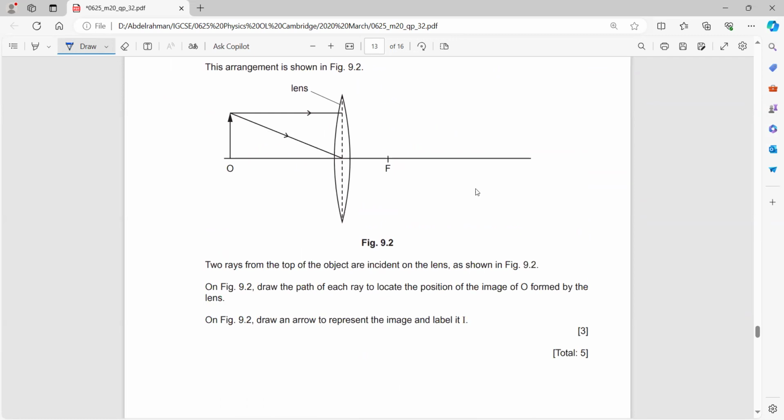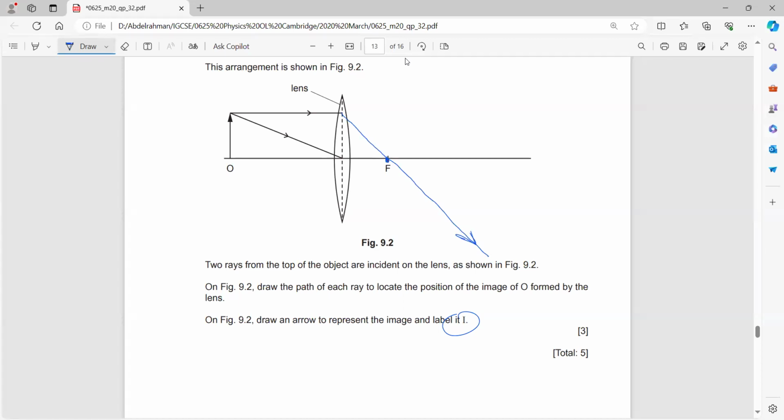Draw the path of each ray to locate the position of the image. Label it I. The first line, which was parallel, how should we draw this line? The line on top will bend towards the focal point, and the line passing through the middle of the lens will continue as it is. The first one, which was parallel, will bend towards the focal point and continue.